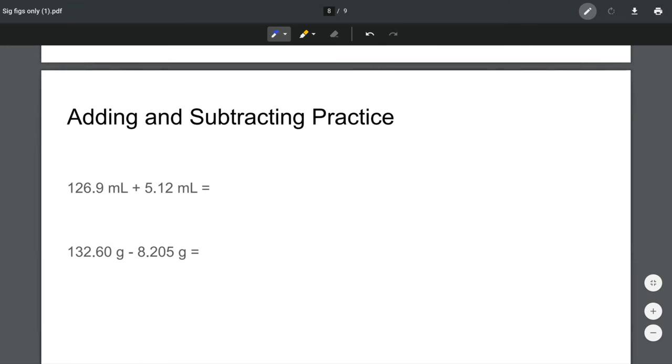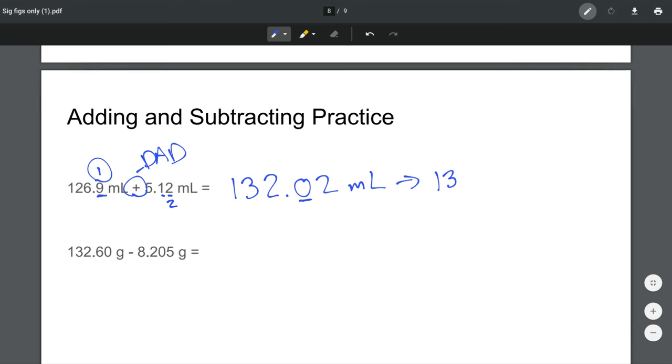Okay, so take a look at this one. First one, I add these together. So I'm going to deal with digits after the decimal. And so I'm going to add these to get 132.02 milliliters. But because I have to think about the digits after the decimal, I've got 1 there and I've got 2 there. So I have to go with my least number of digits after the decimal, so I can only have 1. So the correct answer, thinking about how accurate this data can be, is 132.0 milliliters.